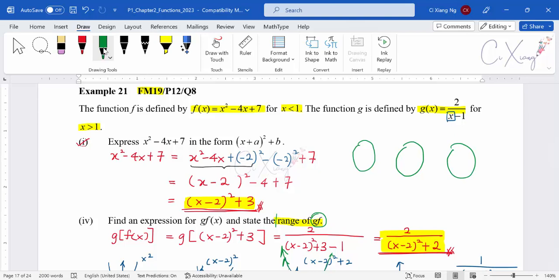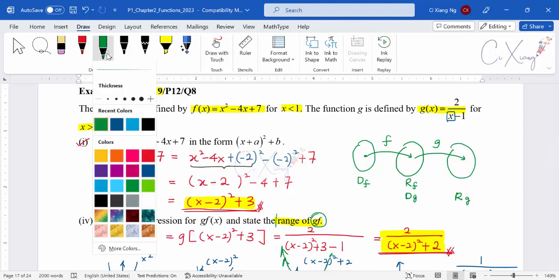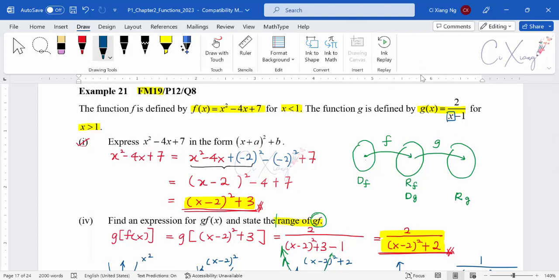The composite function gf means that the function f comes first, followed by function g, right? The function f comes first, followed by function g. So the first circle here is actually the domain of f. This is the range of f, domain of g, and this is the range of g. And if I want to look at overall, it means that start from the first circle to the last circle here, I can straight away denote it by using the composite function gf.